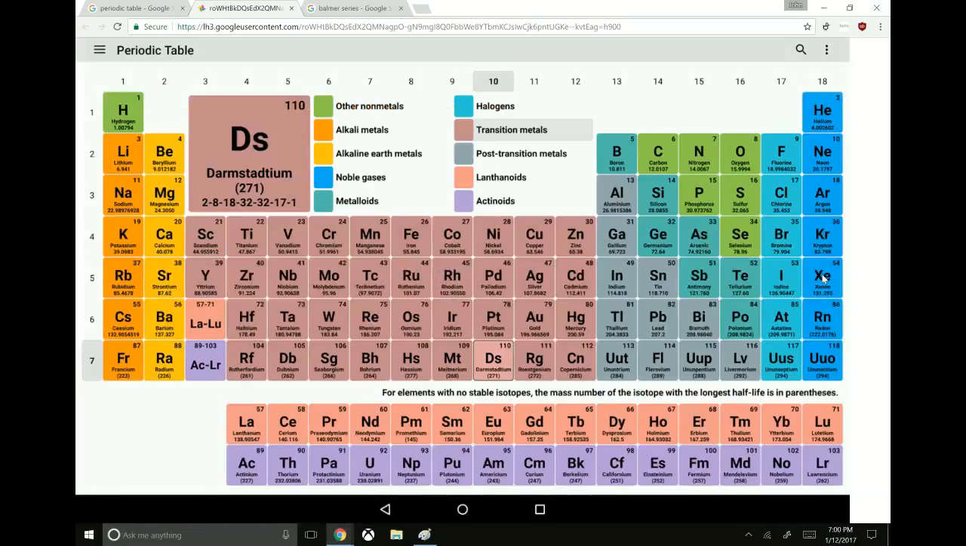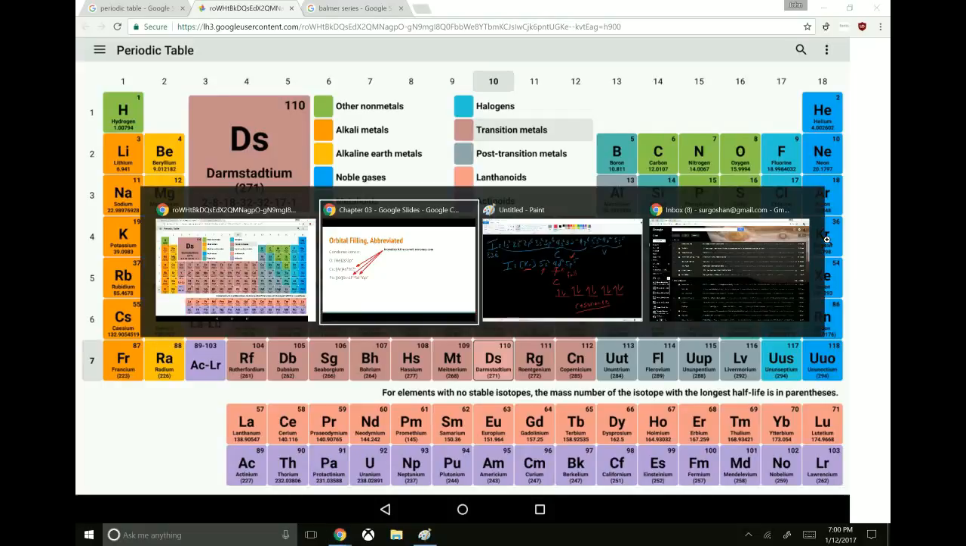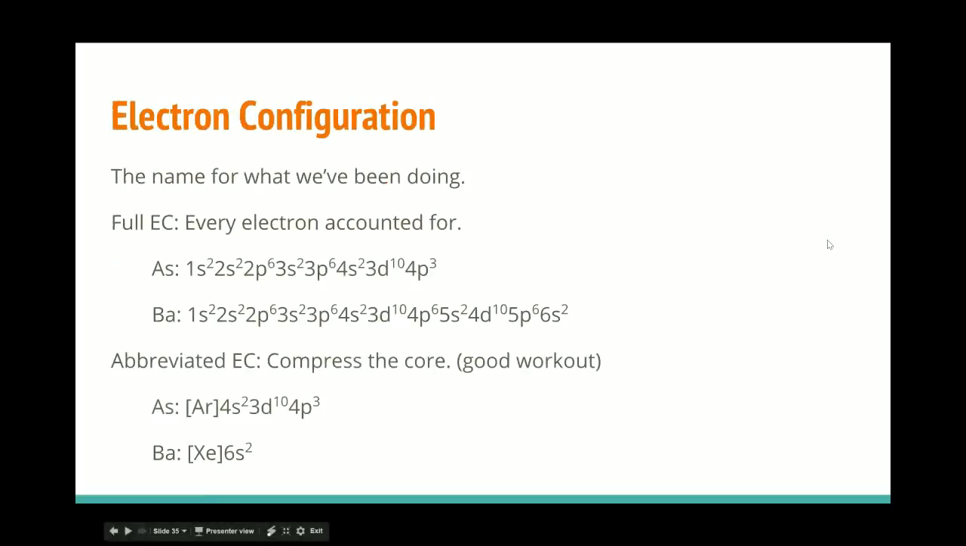And speaking of which, the noble gases have no valence electrons. Noble gases are all core. Noble gas, all core. All right.